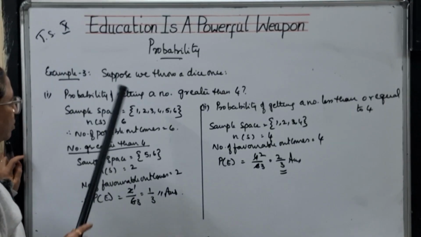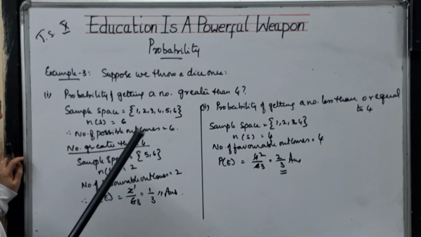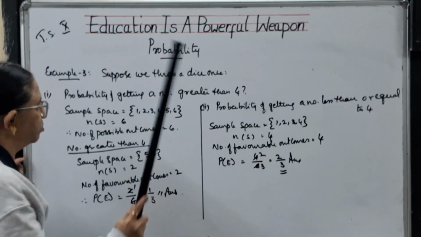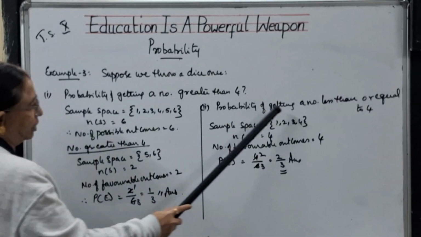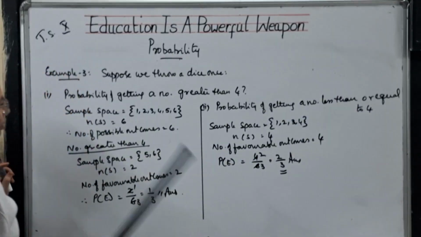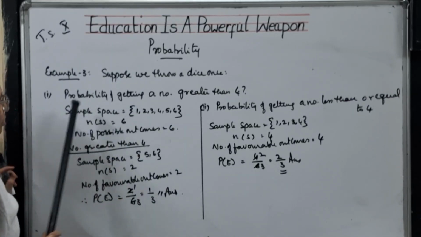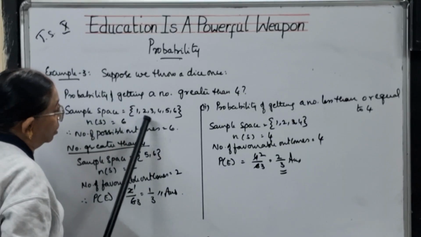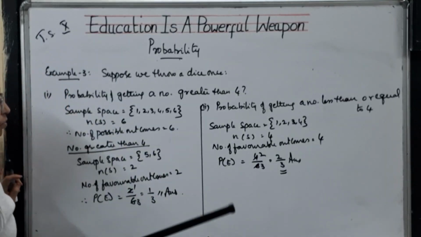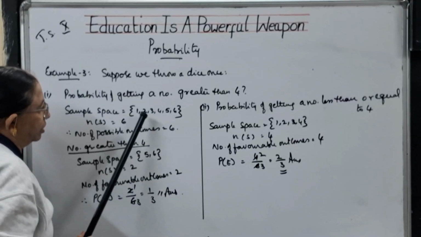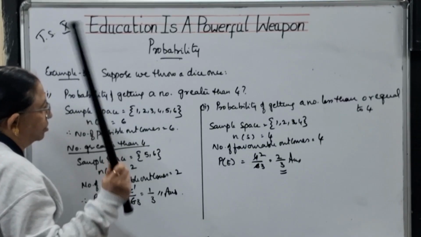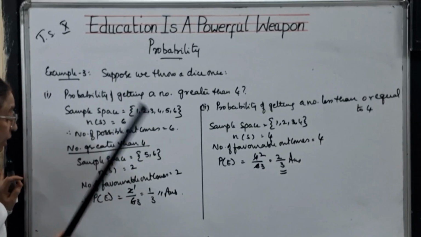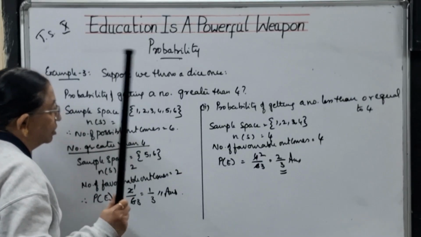Understand the concept very easily. They have thrown a dice once. So when they have thrown a dice, the two bits that they have asked are probability of getting a number greater than 4 or probability of getting a number less than or equal to 4. So for the first bit, before answering, we have to write the sample space. What is the sample space? All the possibilities that we will be getting when a die is thrown. So it may be 1 or 2 or 3 or 4 or 5 or 6. That means the number of sample spaces is 6. That means possible outcomes are 6.